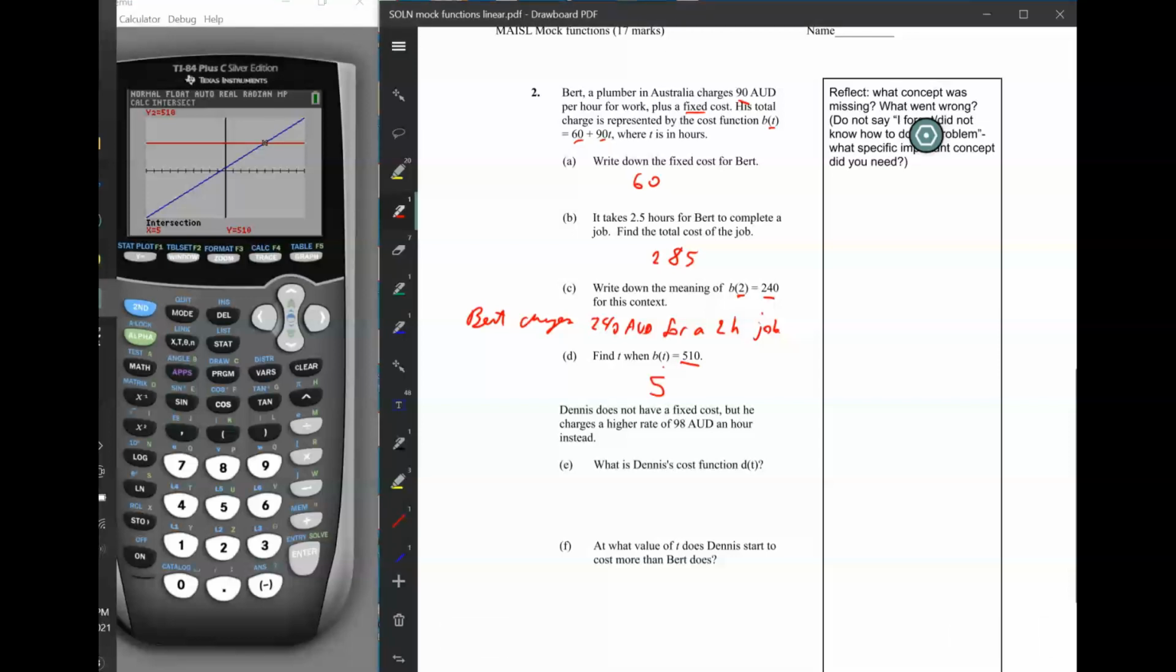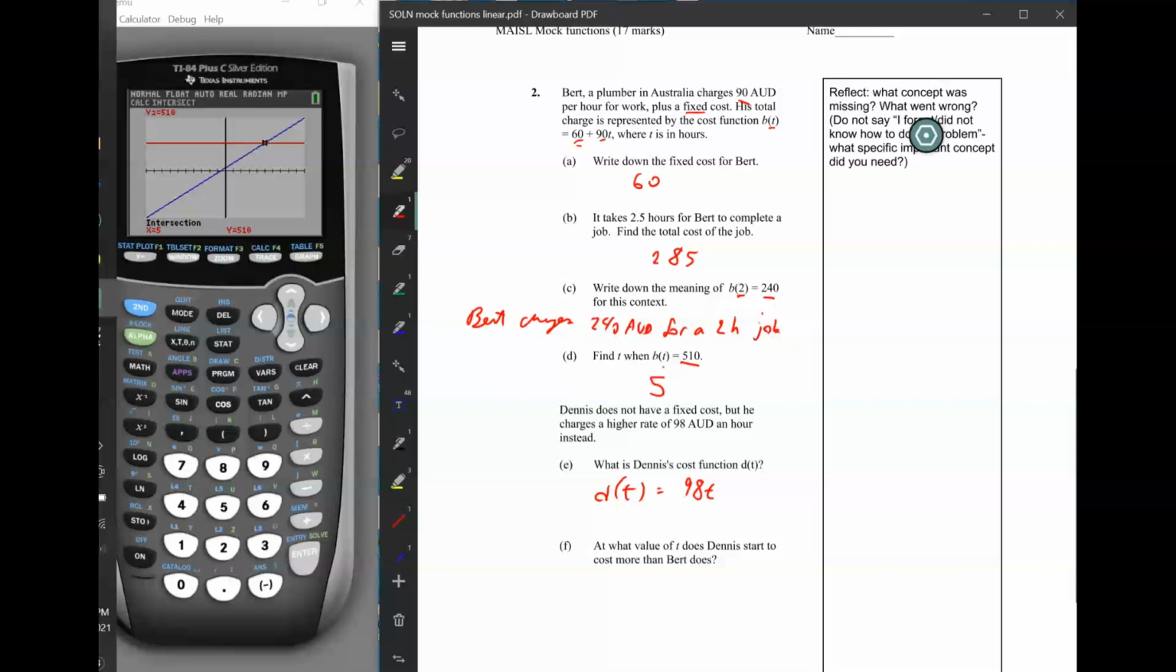What's the x value? Okay, Dennis does not have a fixed cost, but he charges a higher rate of 98 Australian dollars per hour instead. What is Dennis's cost function, d of t? So remember, Bert's cost function is fixed cost 60 plus 90t. So Dennis's would be fixed cost of 0 plus 98t. So basically, he doesn't have a fixed cost, which means his line doesn't have a y-intercept either.